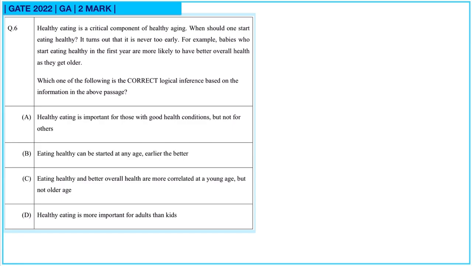Healthy eating is important for those with good health conditions but not for others. Eating healthy can be started at any age, earlier the better. Eating healthy and better overall health are more correlated at younger age but not at older age. Healthy eating is important for adults than kids. So only option B is correct.